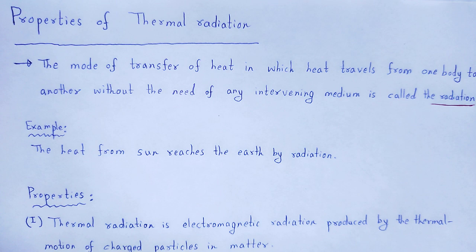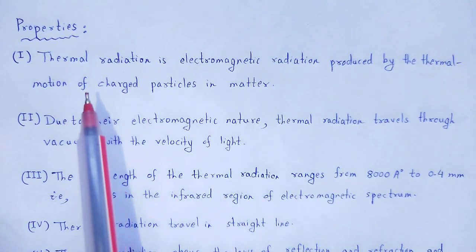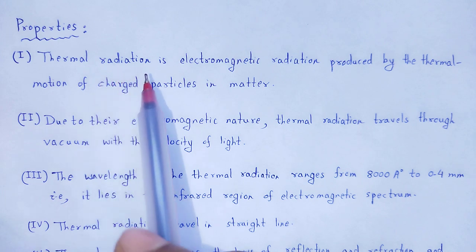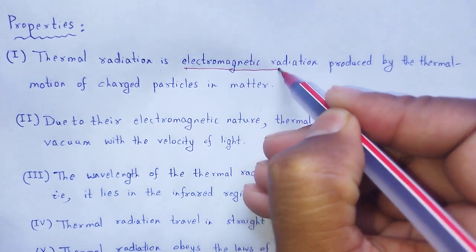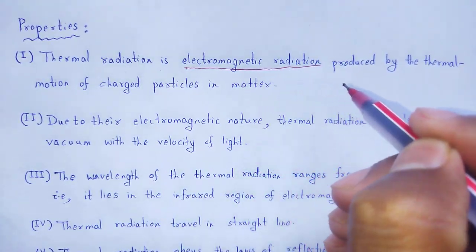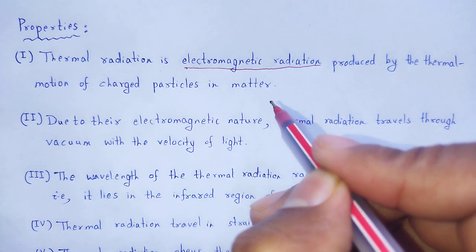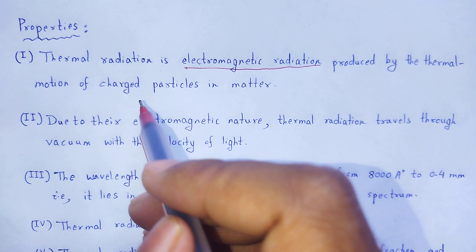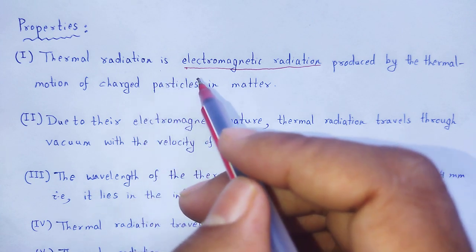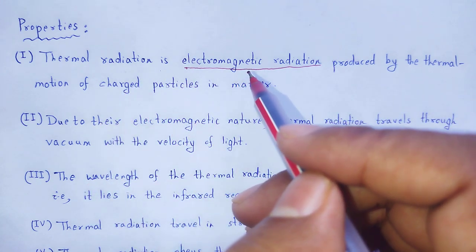Here we discuss various properties of such thermal radiation. Properties of thermal radiations. Thermal radiation is electromagnetic radiation. That is an important point. Thermal radiation is electromagnetic radiation that is produced by thermal motion of charged particles in matter. In matter there are charged particles. Due to the movement of these charged particles, the thermal radiation is emitted, and that thermal radiation is under electromagnetic radiation.